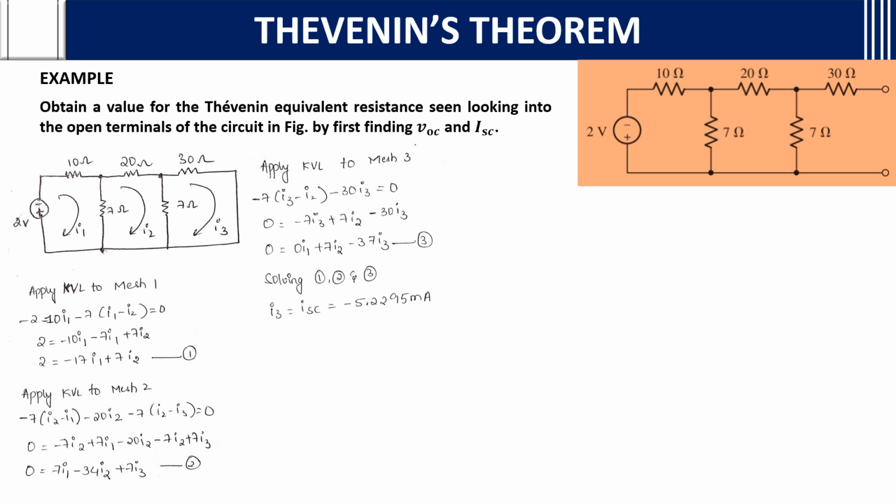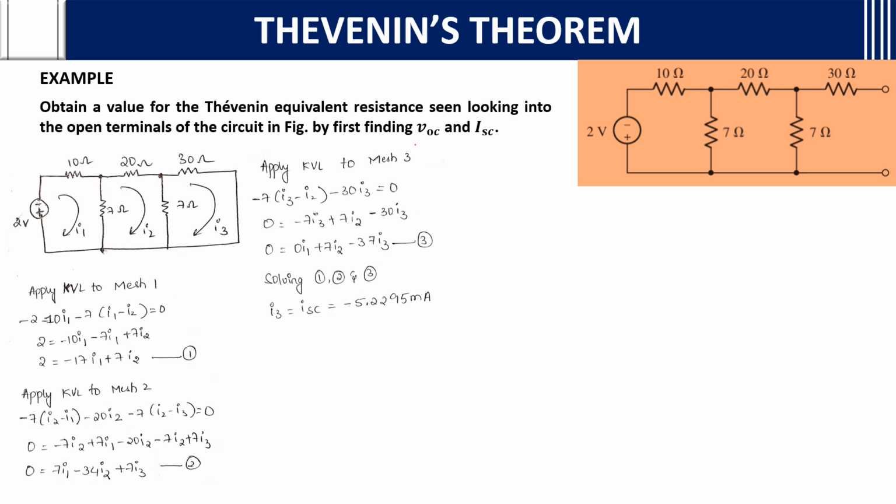Solving 1, 2, 3, you will get I3 equals ISC. Why? Because the final mesh current is nothing but the short circuit current. So you will get ISC equals minus 5.2295 milliamperes.